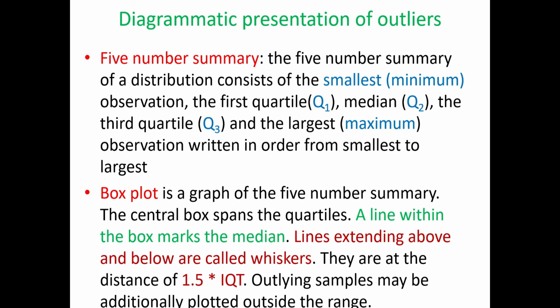On the basis of the 5 number summary, we create a box plot, and the central box spans the quartiles. A line within the box is nothing but the median. Lines extended above and below are called whiskers, and they are at a distance of 1.5 interquartile range. Outlier samples may be additionally plotted outside the range. Just see.